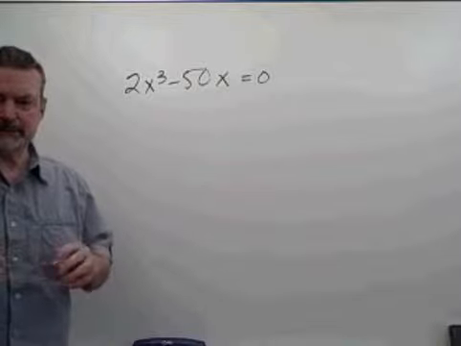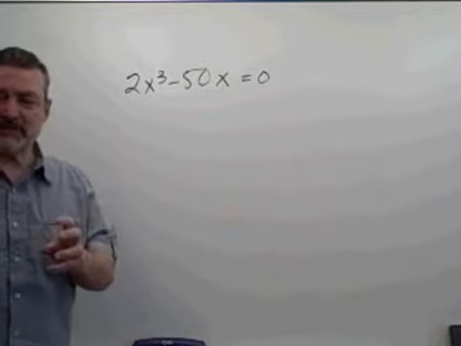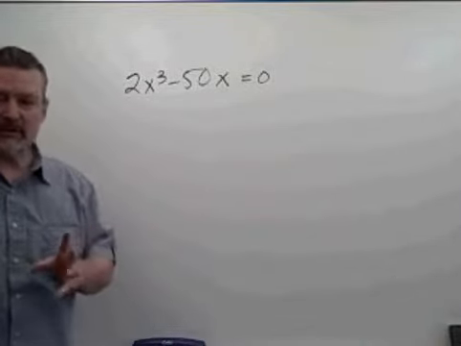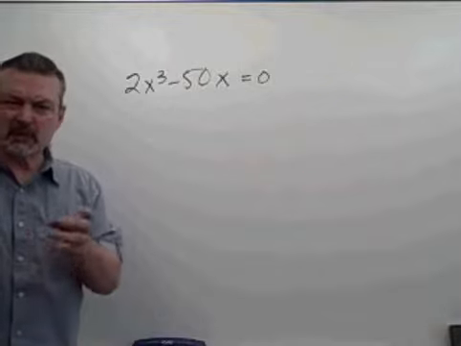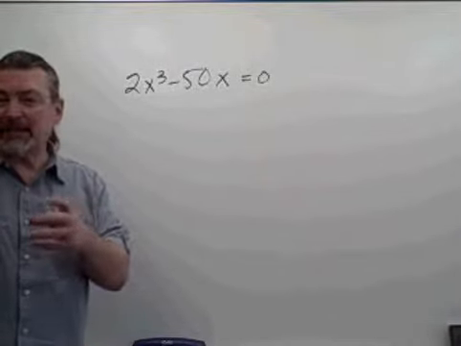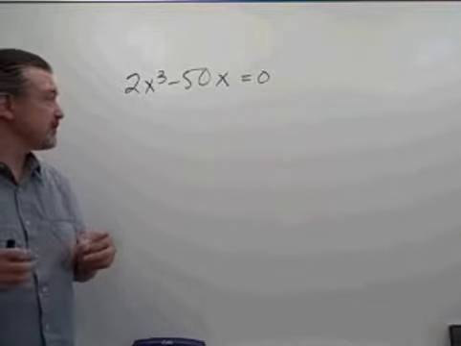Here's one example. Here's our equation, 2x to the third minus 50x equals 0. This is what we would call a third degree equation. Highest power of the variable here is 3. So we want to see if there's some way we can attack this problem to solve it that might be similar to the way we've attacked other equations.